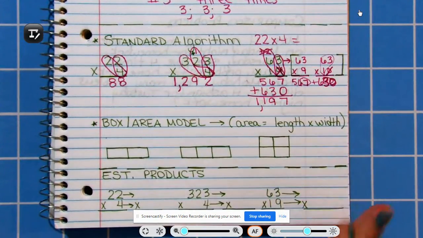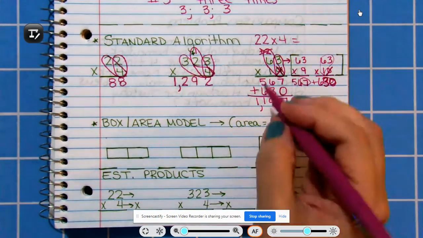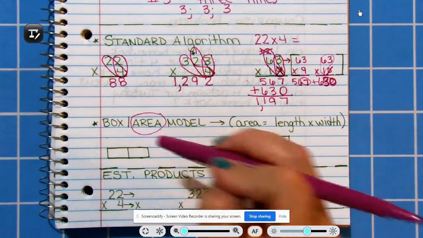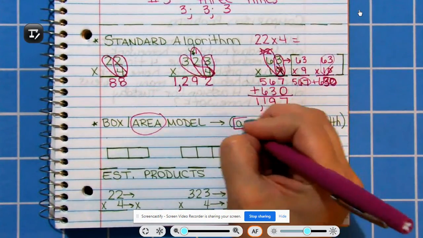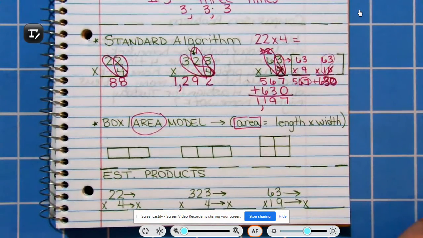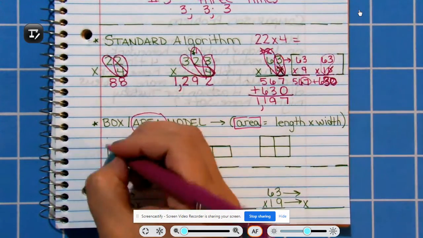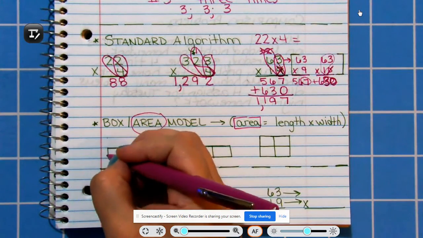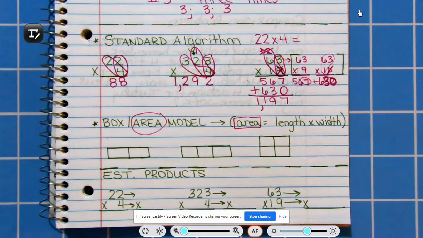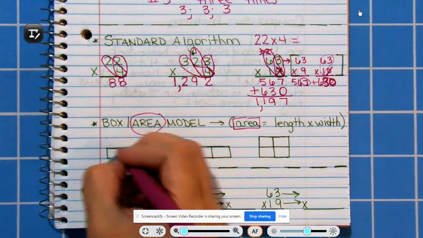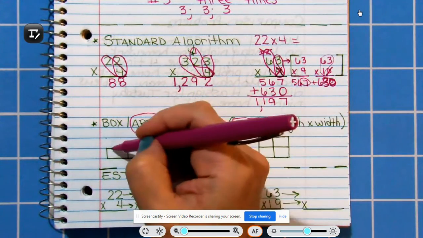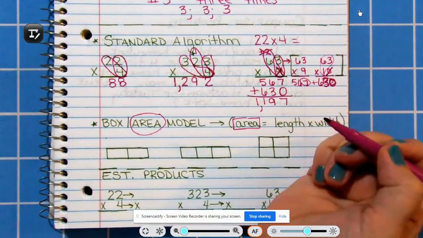All right, we're going to solve the same 3 problems using the area model. And I like to call it the area model instead of the box method because we have a formula for area. Length times width equals area. So how long the rectangle is times how wide it is. So for 22 times 4, it's a 2-digit by 1 digit. So you need a 2 by 1 box. You need 2 across, 1 down.